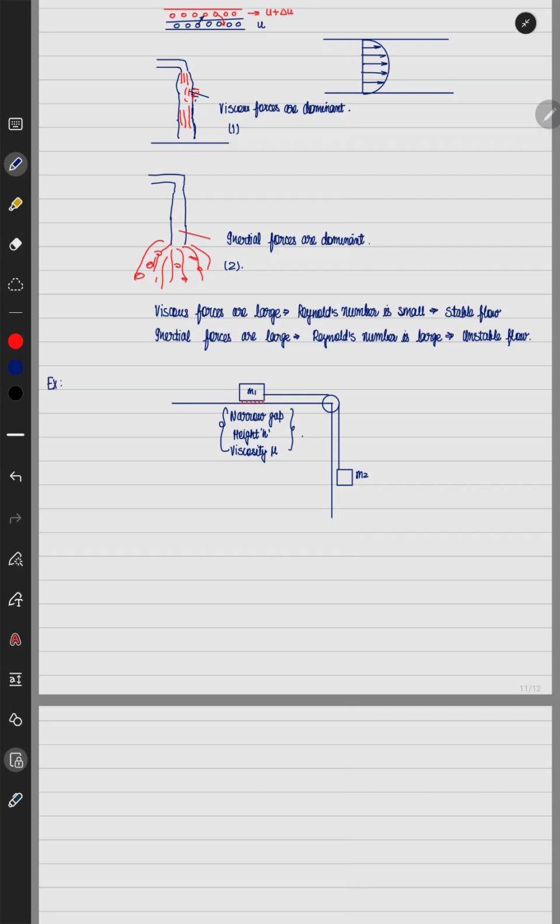This mass is m2. About the string, it is written that it is inextensible. And about the pulley, it is given that this pulley is massless. Okay, you have to find what is the velocity as a function of time for this mass m1. Okay, let us try to solve this problem.